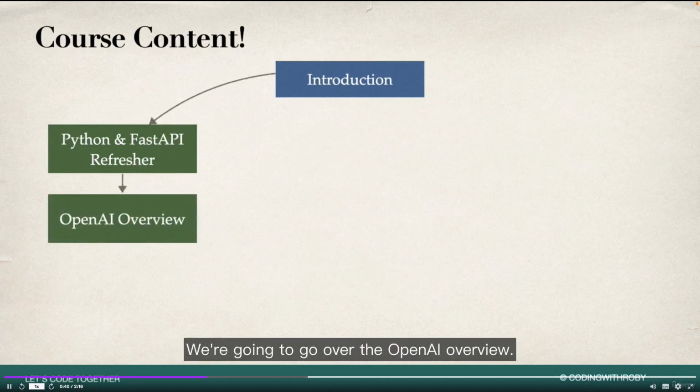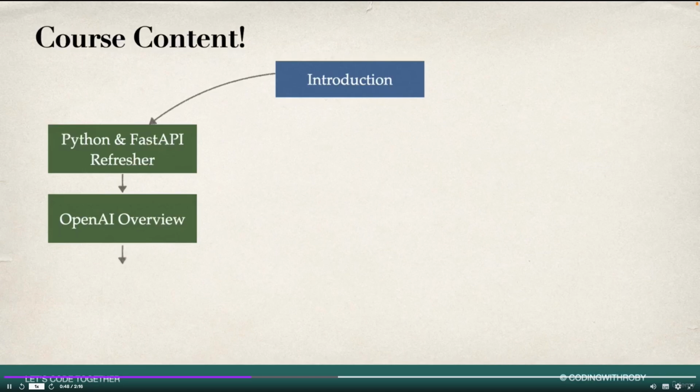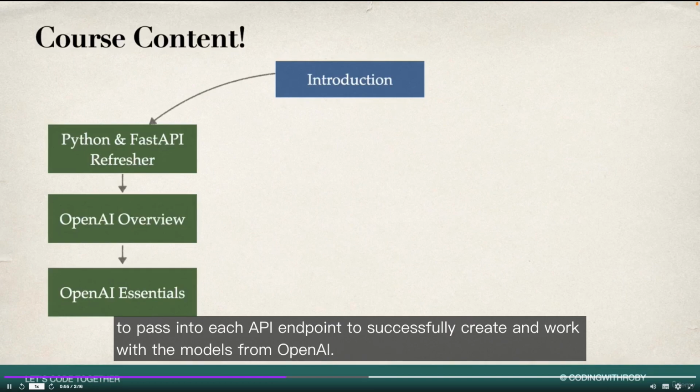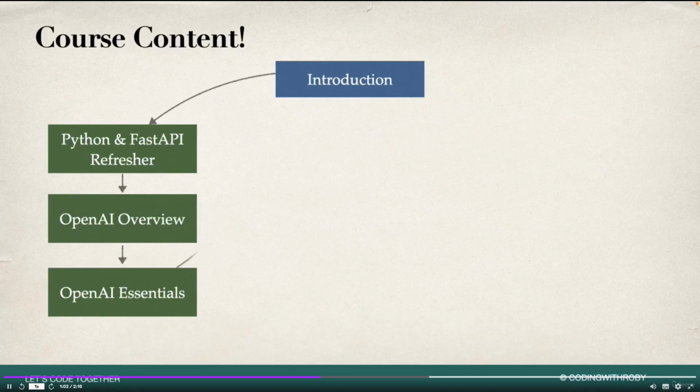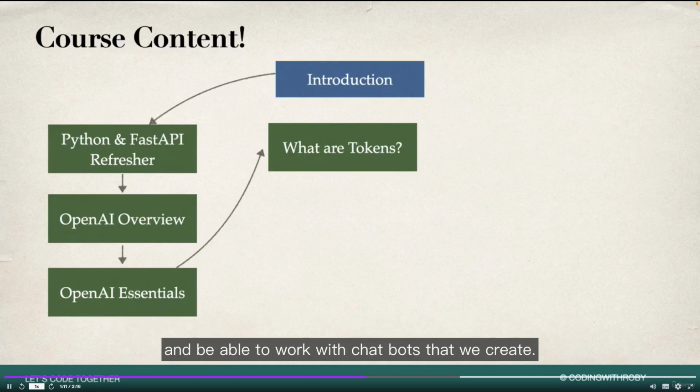From here, we're going to go over the OpenAI overview. OpenAI is a company that is going to be hosting a lot of the API endpoints that we're going to be working with. We're then going to go over the OpenAI essentials, which is kind of all the arguments that we need to pass into each API endpoint to successfully create and work with the models from OpenAI. We're then going to learn about tokens because tokens are essential to being able to work with OpenAI and be able to work with chatbots that we create.